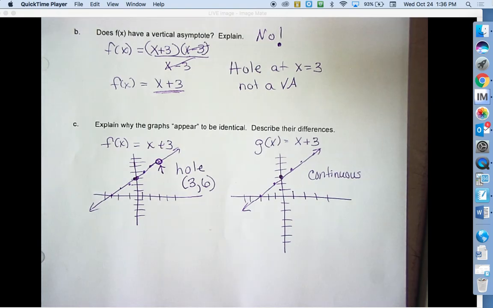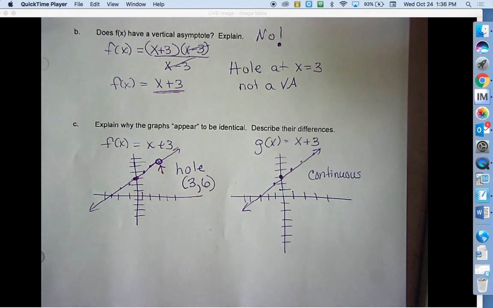So the homework looked really good. Are there questions from the graphs with the rational functions? I know on number 25 I was answering a couple of questions as I was walking around.